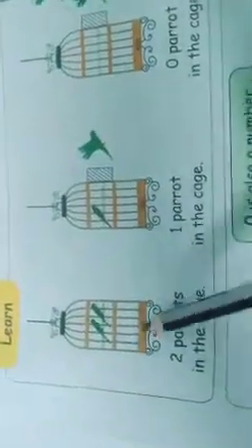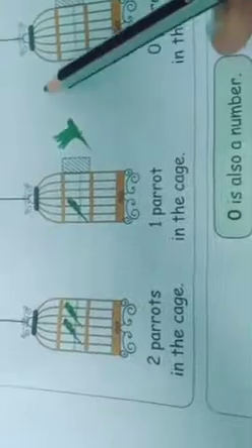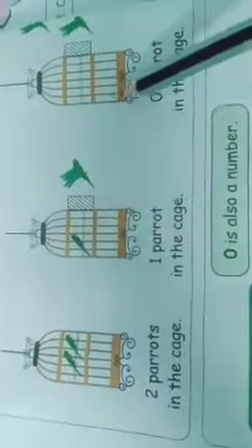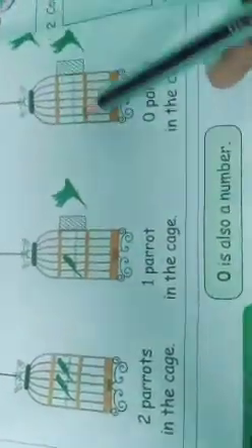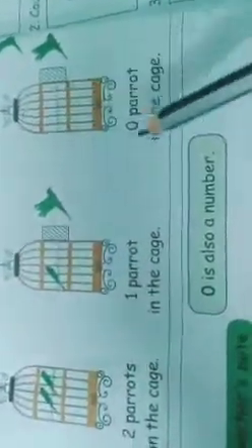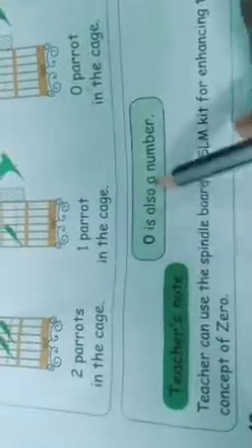Now learn. Look at this picture. In the first cage, how many parrots are there? 1, 2. In the second picture, how many flying? 1 parrot is in the cage, 1 is flying. Then the last one, 2 also flying out. But inside, how many parrots are there? No parrots. No parrots means that is 0 parrots. 0 means nothing. When it is empty in maths, we put 0. 0 is also a number. I already said, 0 is also one number.